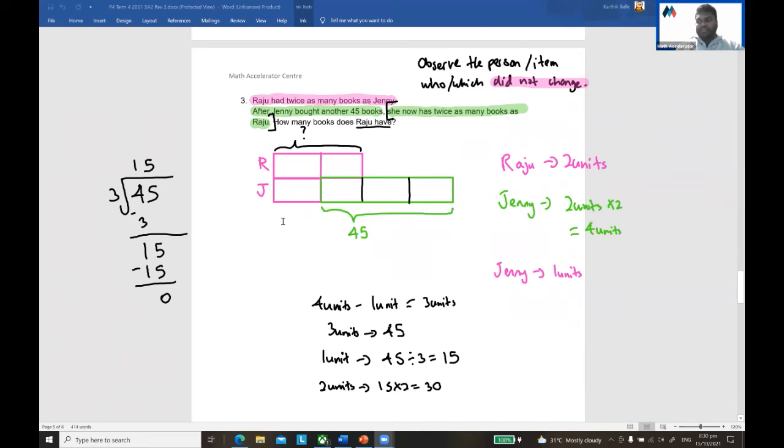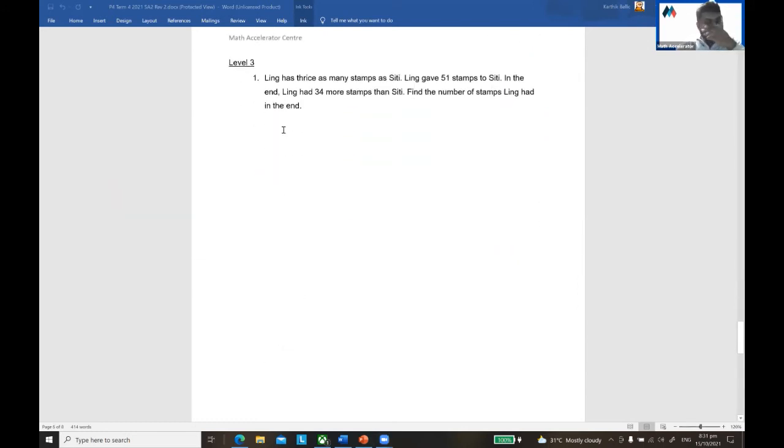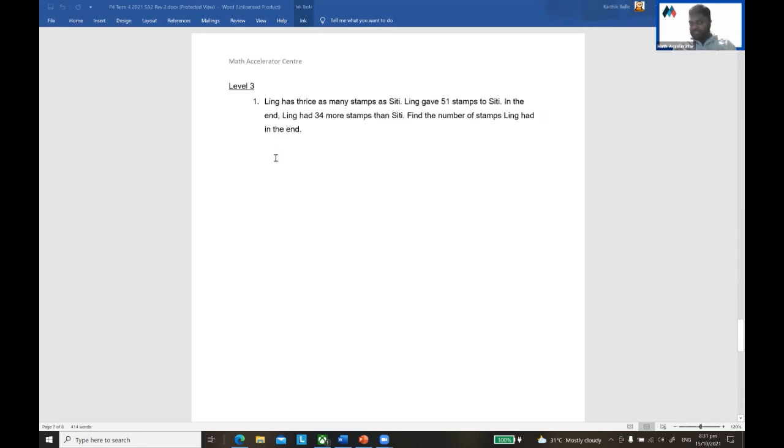Okay, so now we're done with level 2 type of questions. Now we're going to go to level 3 type of questions. I'll just give you a little heads up: for level 3, it's mostly how you visualize your model. That's it. So let's look at the next question, which is the level 3 question. It's mostly visualizing, and I'll show you how.